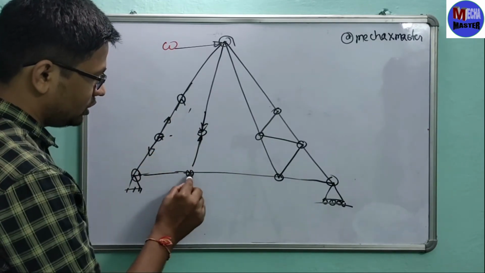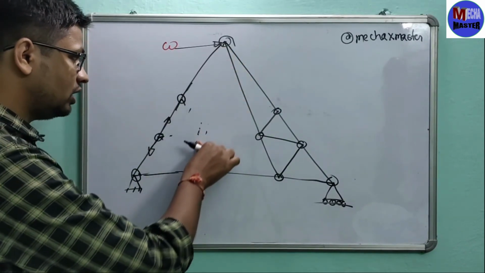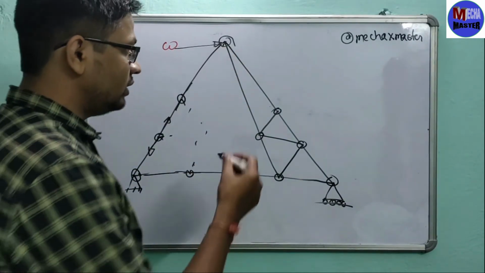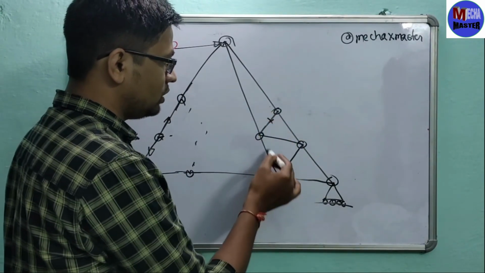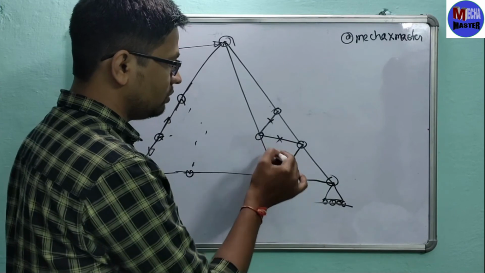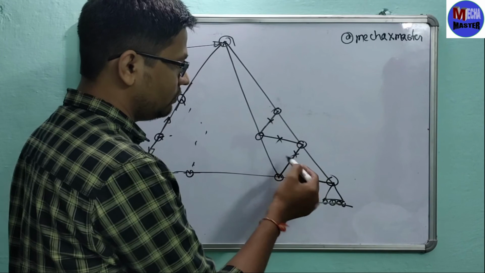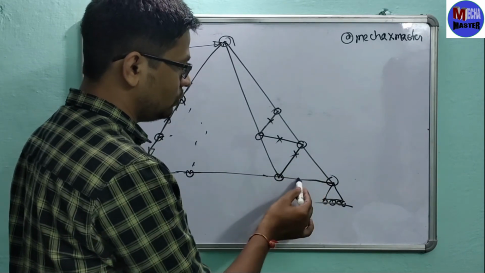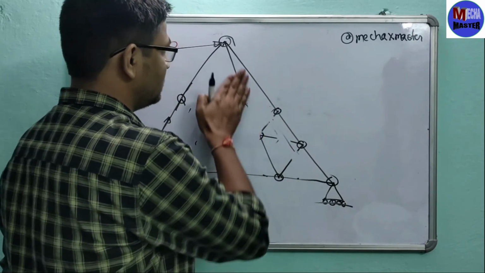At this joint, these two members are collinear, so this member will be a zero force member. I have erased this. Look here, these two members are collinear, this is a zero force member. These two links are collinear, so this member is a zero force member. This is collinear, so this member will be a zero force member, and these two are collinear, so this will also be a zero force member. So you can eliminate this.